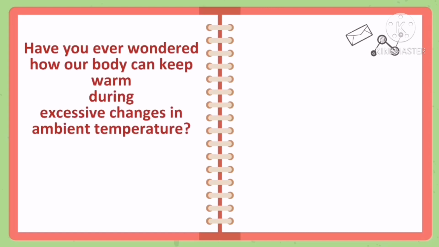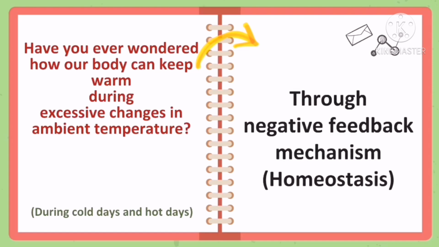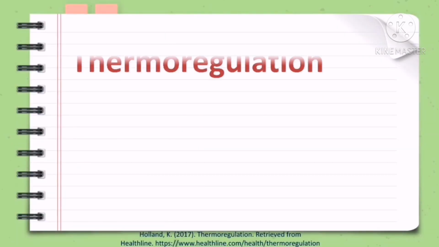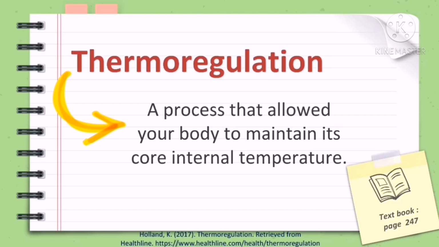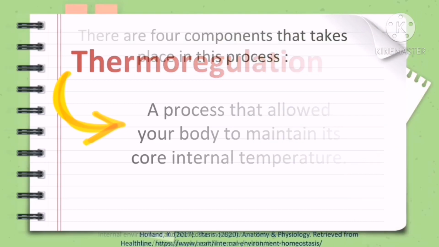Have you ever wondered how our body can keep warm during excessive changes in ambient temperature, during cold days and hot days? Yes, our body can maintain its internal environment through the negative feedback mechanism, homeostasis. This regulation of body temperature is called thermoregulation. This is a process that allows your body to maintain its core internal temperature. You can also refer to textbook page 247 for more information.